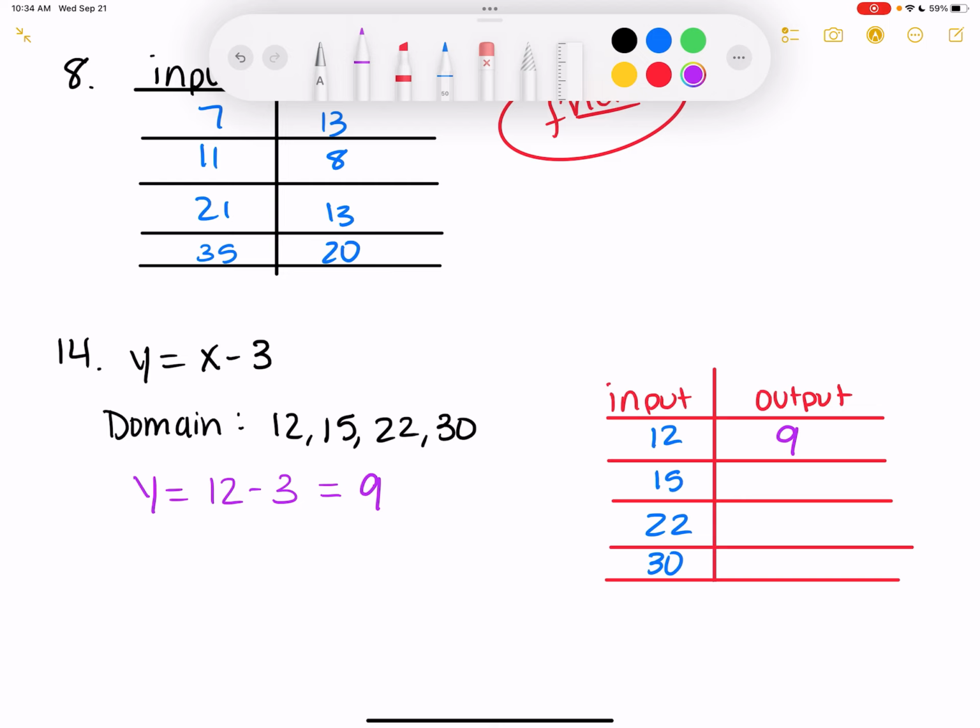Then we're going to do the same thing with 15. So y equals, I'm replacing x with 15. So 15 minus 3 is what?